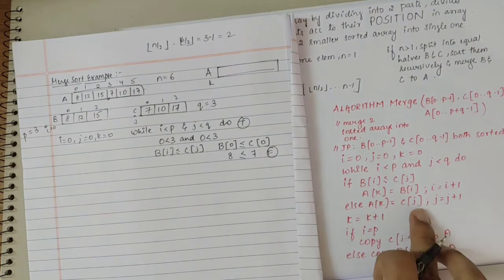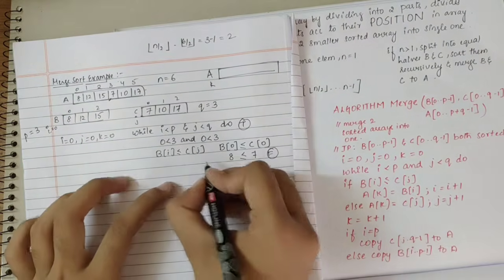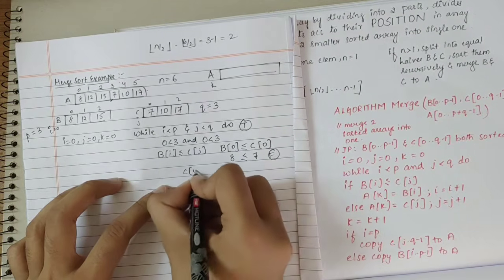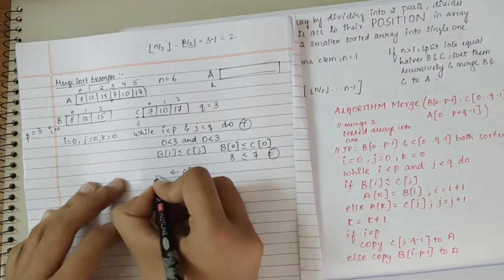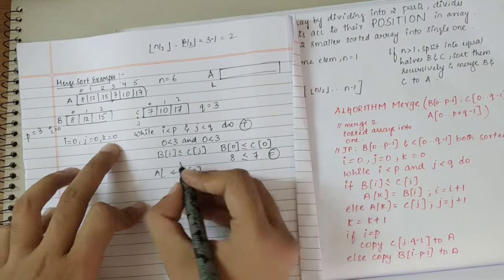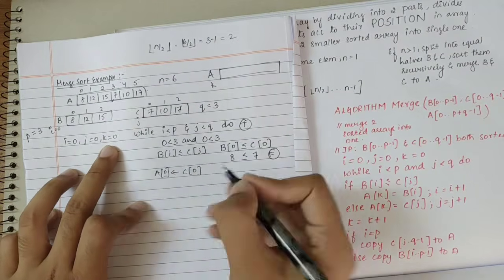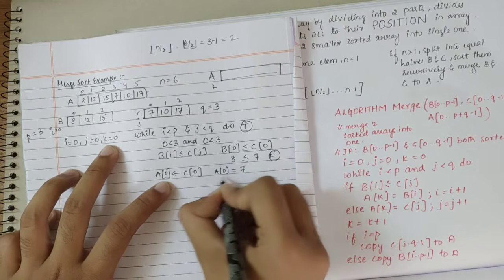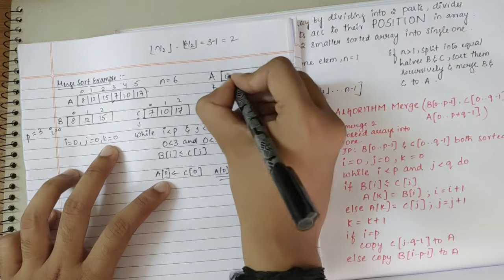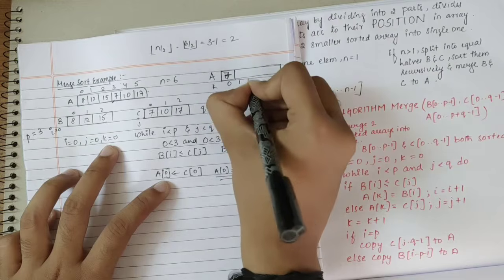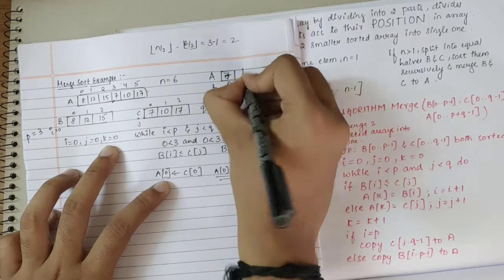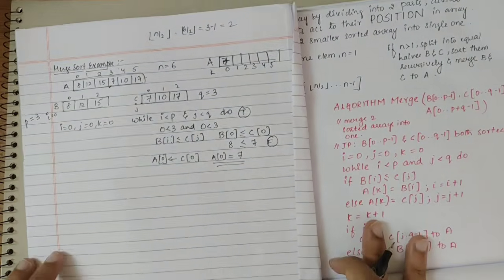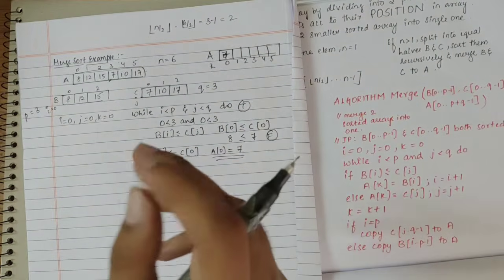That is, C of J value should be updated to A of K. C of J. What is C of J here? 7. C of J value should be updated to A of K. A of K. K value is 0 initially I've taken. So A of 0. That is, in A of 0, I will store 7. Okay, so 7 here I'll store 0, 1, 2, 3, 4 and 5. So 7 I've stored in the array. So I'm done with sorting the first smallest element.